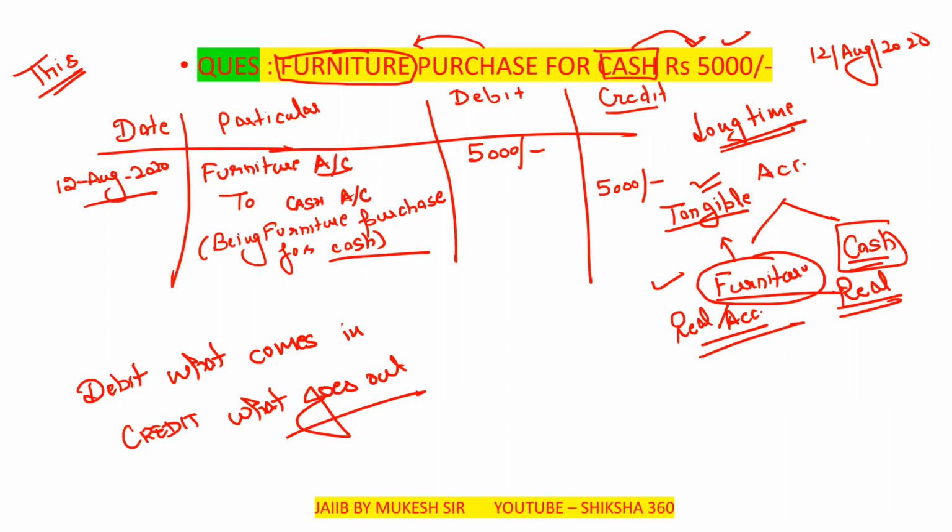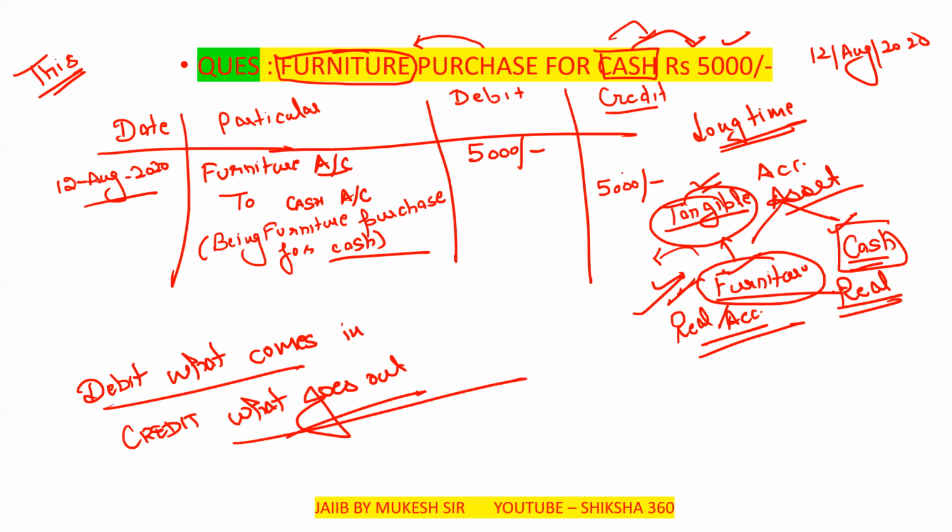First of all, we have to find which type of account that is. Here, furniture and cash, both are real accounts. Furniture is a tangible asset, and a tangible asset is a real account. We are purchasing it, so it comes in, and cash goes out. So debit what comes in and credit what goes out.